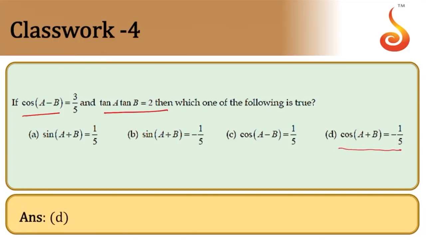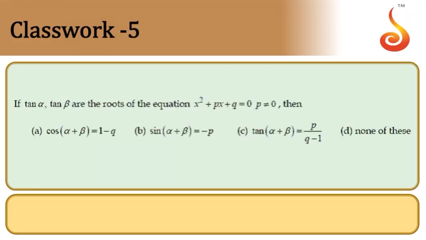Clear? Right. Let's proceed to example 5. Tan alpha and tan beta are the roots of this equation. So we can write the sum of the roots: tan alpha plus tan beta is equal to minus b by a. And tan alpha times tan beta is equal to the product of roots, which is q.